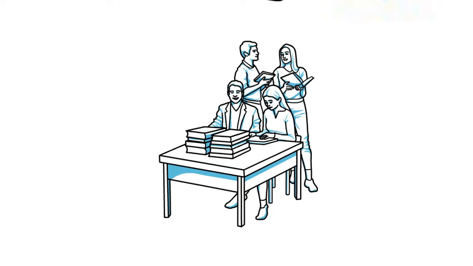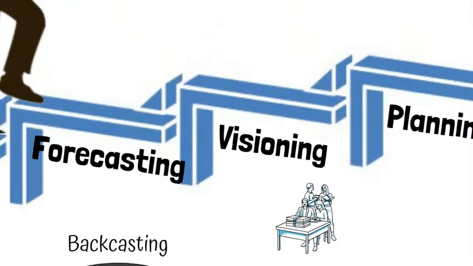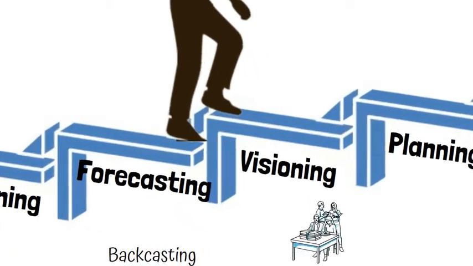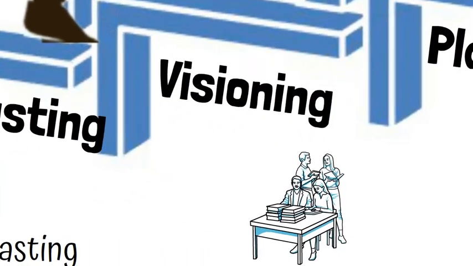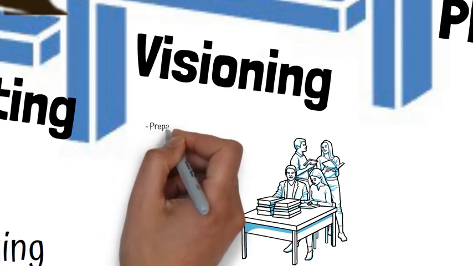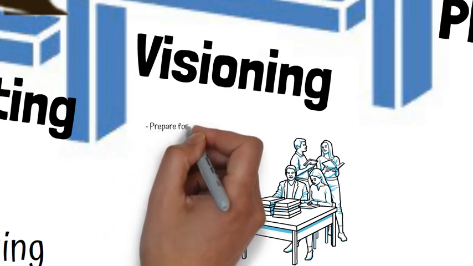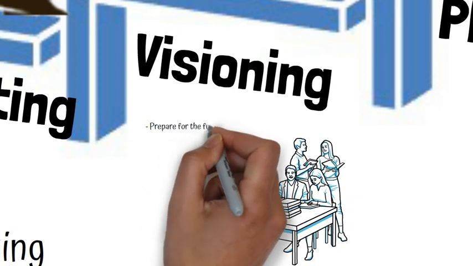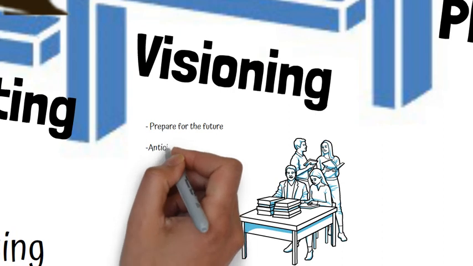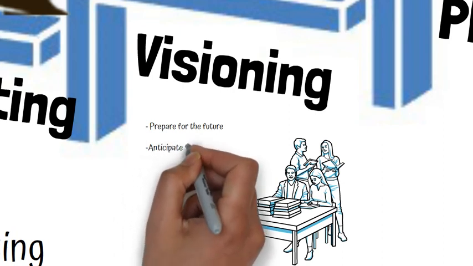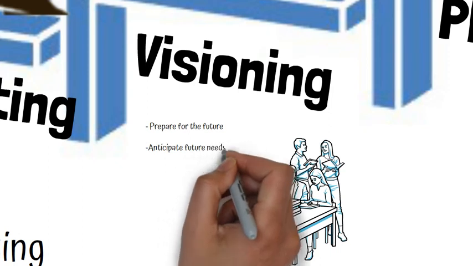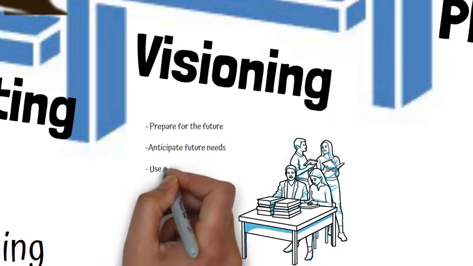Visioning. So far, we have focused on scanning the trends that affect our organization. Along the way, we have done a little forecasting, and even some backcasting, as we have considered what impact these trends will have on us. As you decide on the vision of your preferred future state, there are some important factors to keep in mind. Prepare for the future. Lack of preparation invites disaster. We have already begun to prepare by taking the time to investigate the trends facing us. However, there is still much that needs to be done.